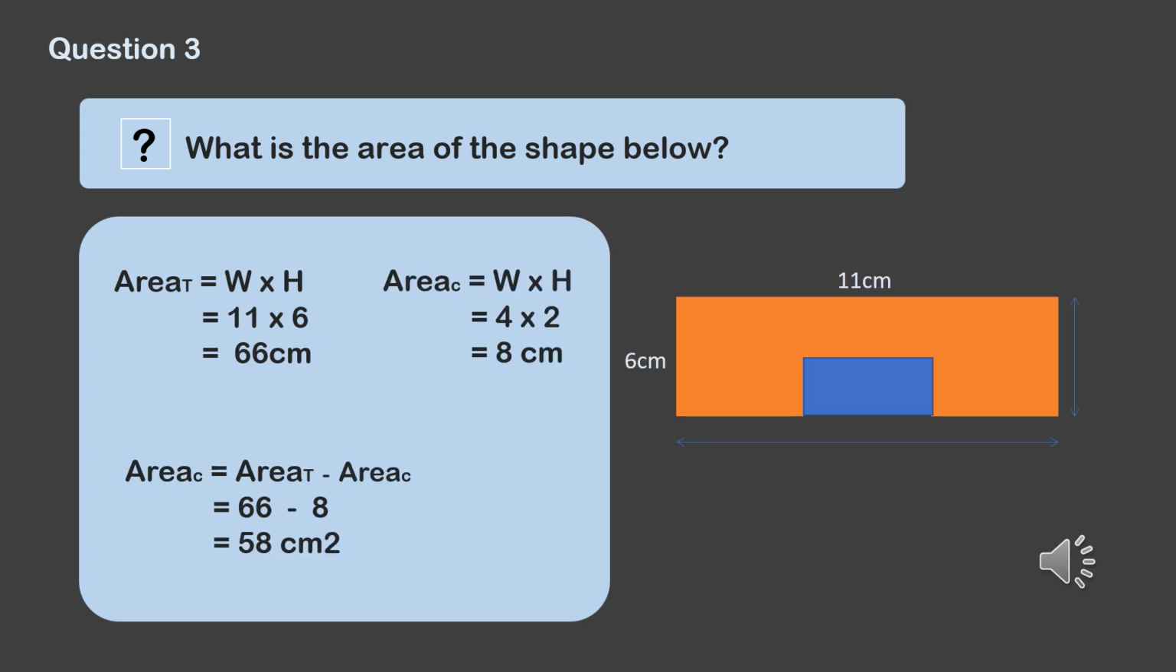So to find the area of my shape, I need to take away the area of the small rectangle from the area of the large rectangle, which means 66 centimeters squared take away 8 centimeters squared means 58 centimeters squared is the area of my shape.